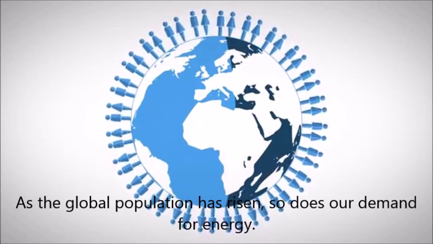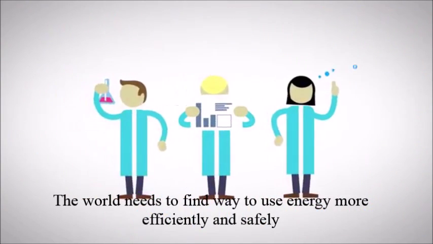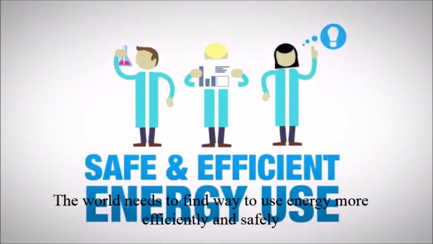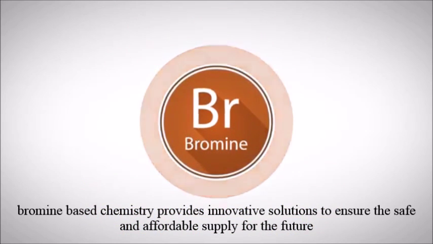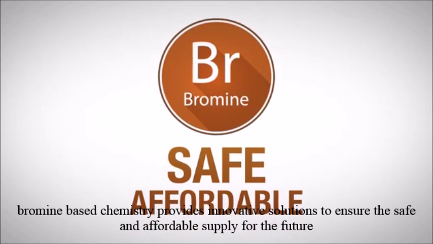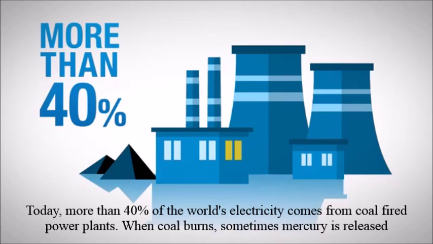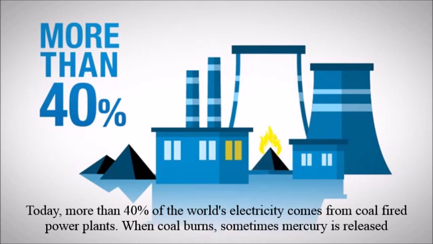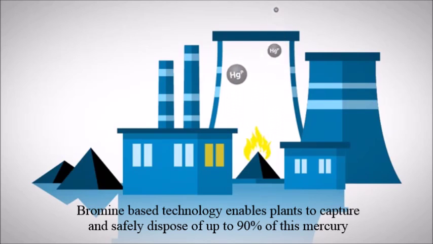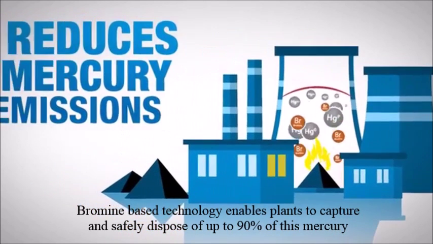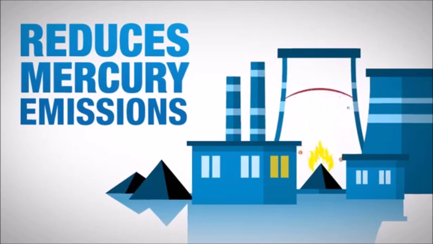As the global population rises, so does our demand for energy. The world needs to find ways to use energy more efficiently and safely. Bromine-based chemistry provides innovative solutions to ensure a safe and affordable energy supply for the future. Today, more than 40% of the world's electricity comes from coal-fired power plants. When coal burns, sometimes mercury is released. Bromine-based technologies enable plants to capture and safely dispose of up to 90% of this mercury.